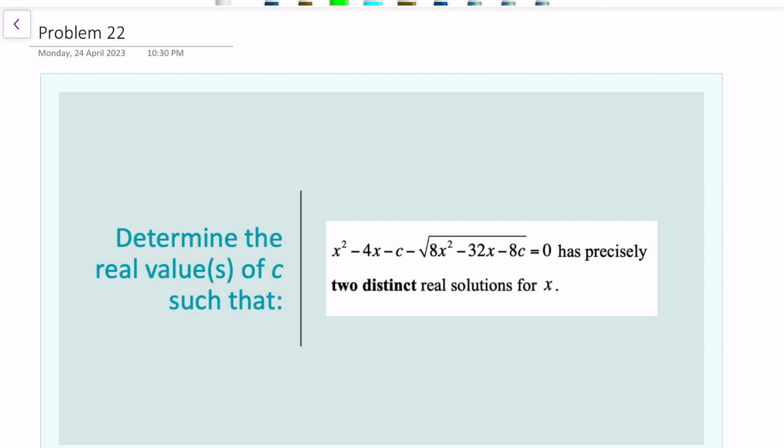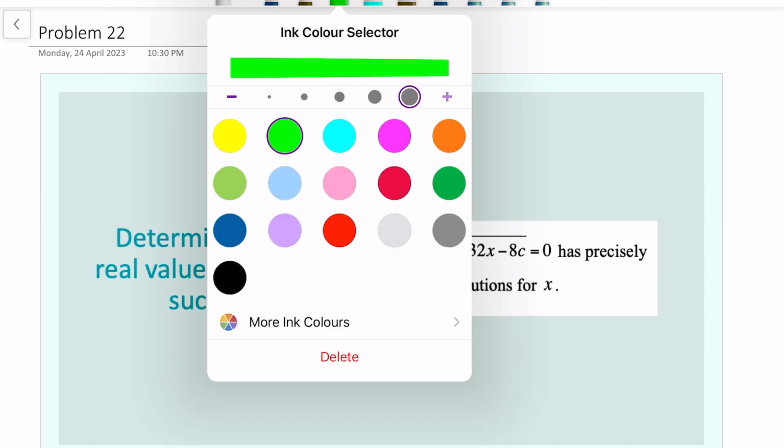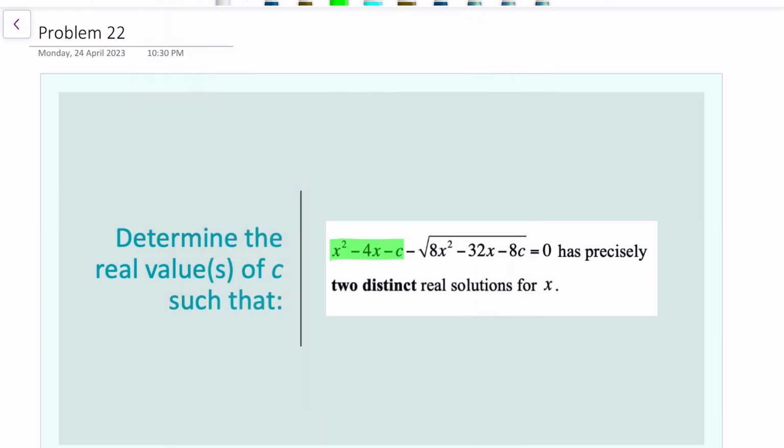Okay, so unlike the problem in the last video, this equation here, having precisely two distinct real solutions, can be solved quite simply using the discriminant. Of course, we've got that extra complication, and there's a square root there, but I'm going to make a substitution to simplify this. So if we let this whole thing here equal, actually, no, I'll make this thing here equal to u.